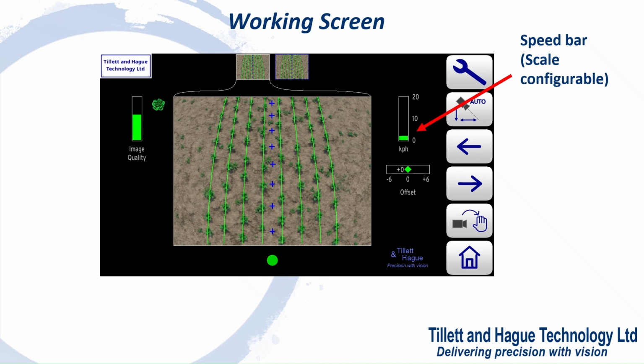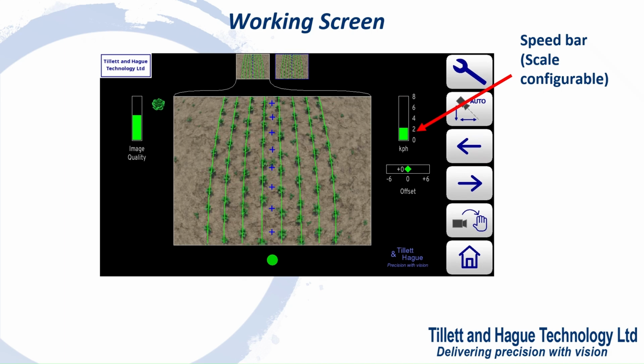By default, the speed bar is green up to 11 km per hour and red over 15 km per hour, which is a normally sensible operating limit, though guidance will continue at higher speeds. But for some applications, this speed scale can be reduced to suit the application.